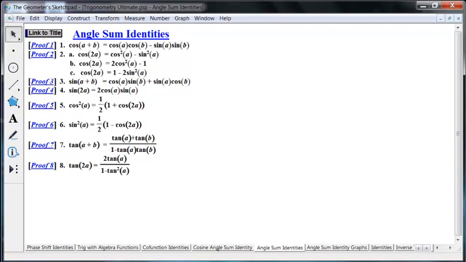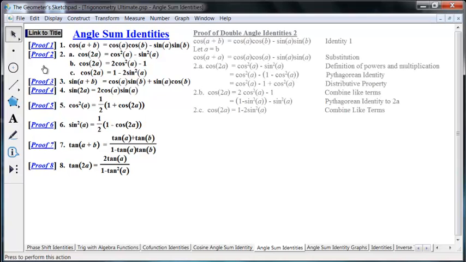But we're going to use it to help us prove all the rest of these identities. So the first one here is a group of double angle identities, three different forms that we can write cosine of 2A. I guess four forms if you count cosine 2A itself. So here's the proof here.